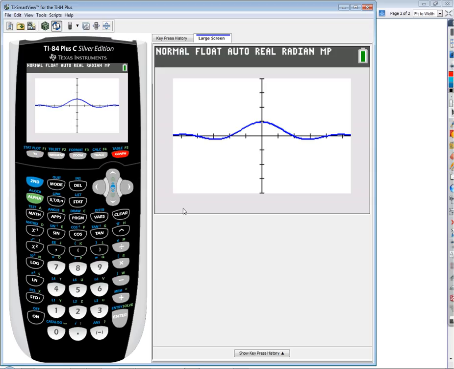Now we wanted to know what the limit was as x approaches 0. So what do you suppose is going to happen if I try to evaluate this at 0? If I say trace 0, enter, what is it going to say? Nothing, because it doesn't exist, right? So I get a blank y value. There's a hole in the function there.